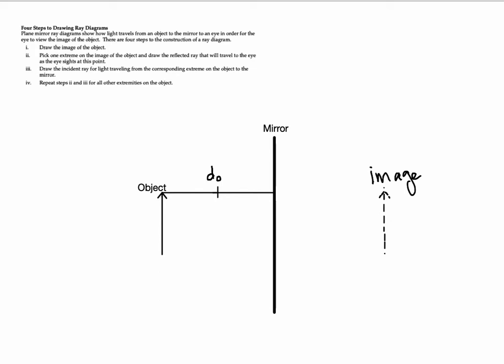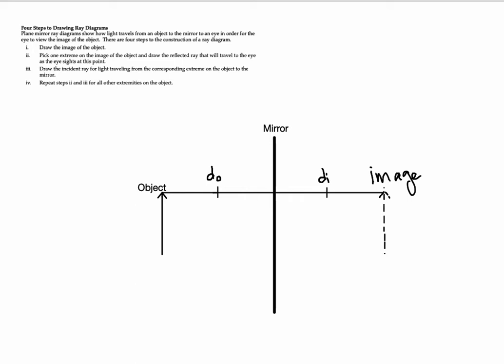The object distance is equal to the image distance. So di, this little line right here, is the same as this side over here. So this distance from the object to the mirror is equal to this distance from the image to the mirror. Okay, so that's important. So when you draw your image, make sure your object distance and image distance are equal. So important to put that in perspective.